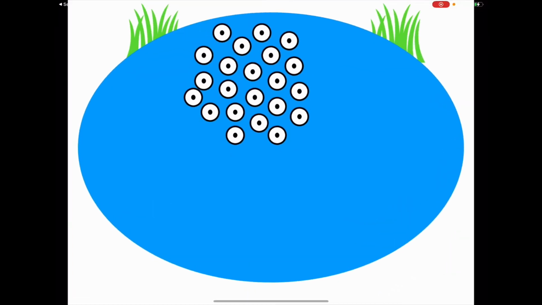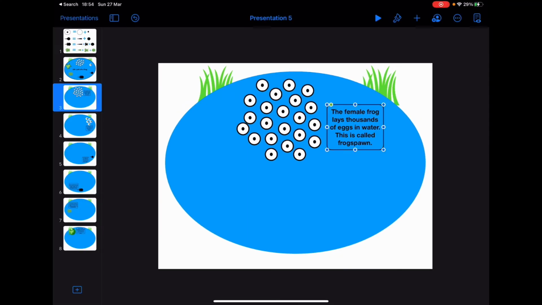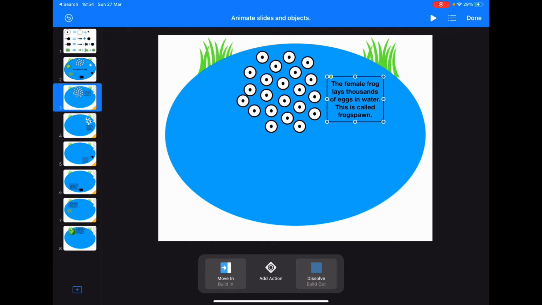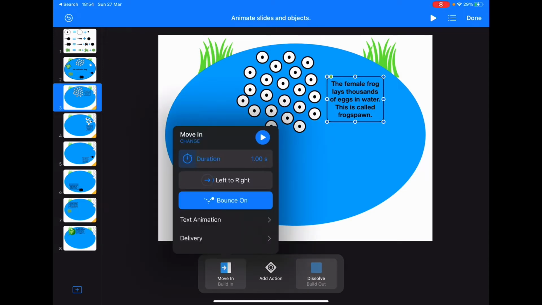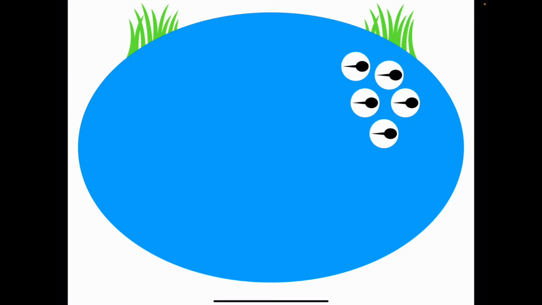So when we play that, you can see that straight away on the screen you've got the frog spawn, and then we want to animate the text so that it comes in after. So you click on the text, you click on animate, and then you want to build in an action. And you can change the duration, you can change what you want it to do, whether it bounces in or bounces off, and so on. As a challenge, you could also ask the children to animate each stage.